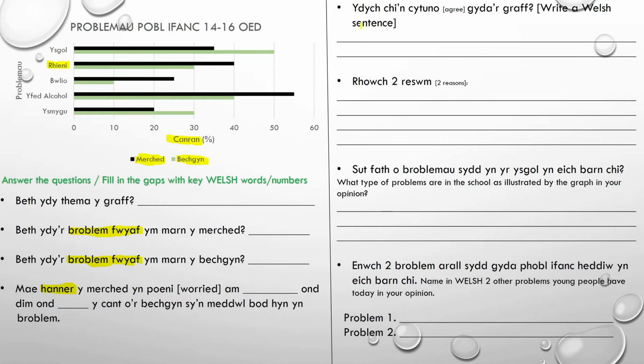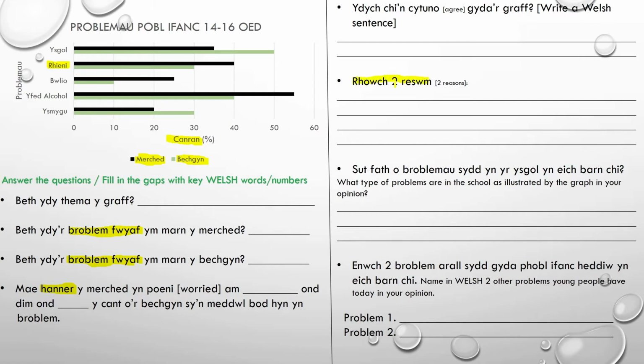So moving on now to the next section. Ydych chi'n cytuno, agree, gyda'r graff? We want one single response, a yes or no, and one sentence. Yes, I agree with the graph. Doesn't ask you why, because the why comes in the next section.